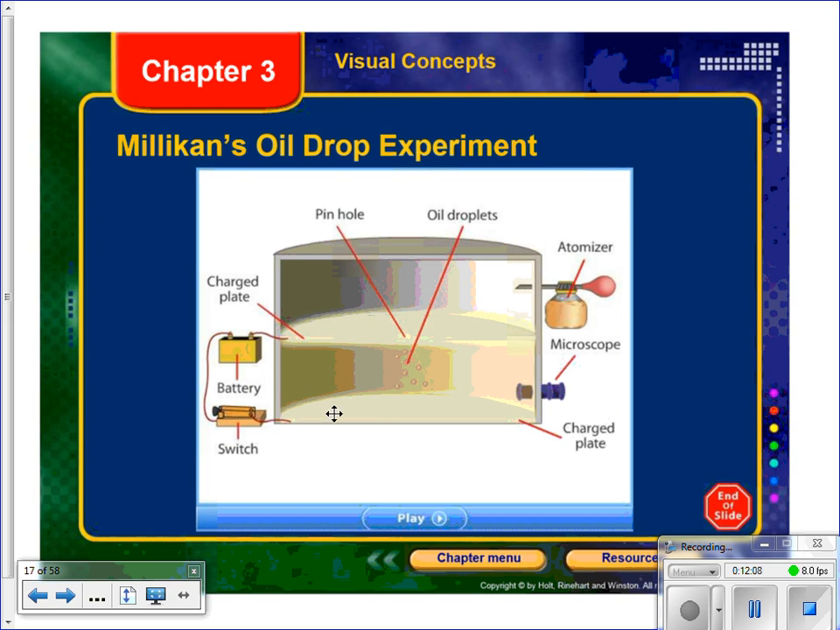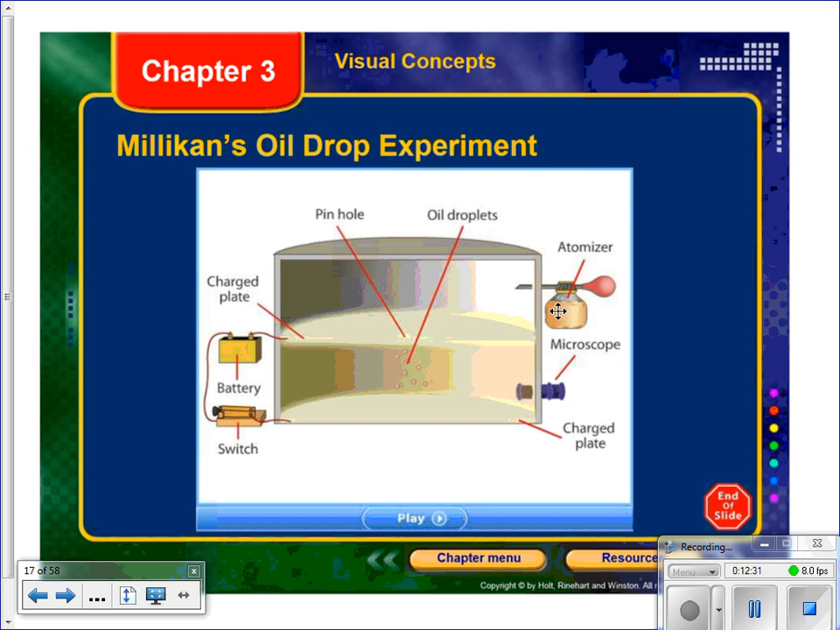One has a negative charge, one has a positive charge, and we do that by hooking it up to the negative end and positive end in a battery. He put a microscope in the side of it so he could look at these little bitty drops of oil. An atomizer, this sounds like something really special. It's like an old-timey perfume bottle, the kind with the bulb on the end that you squeeze to puff perfume out.